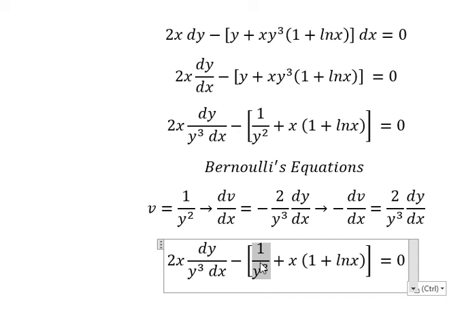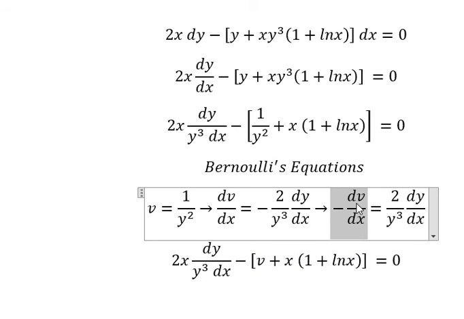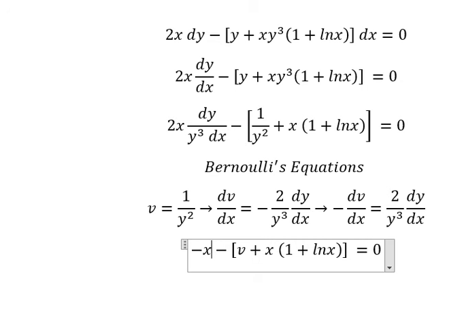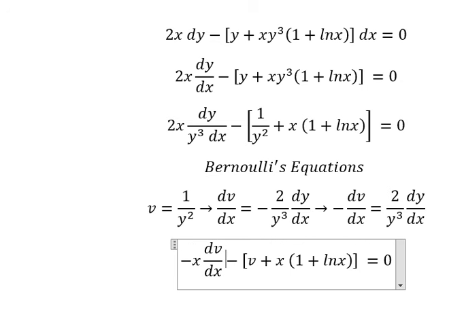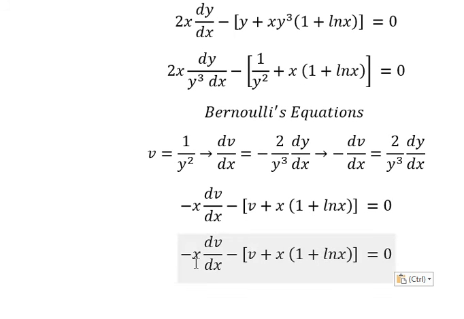This one I will change to v. This one I will change to negative dv over dx. And we have it like this. Next, we simplify the negative for both sides.